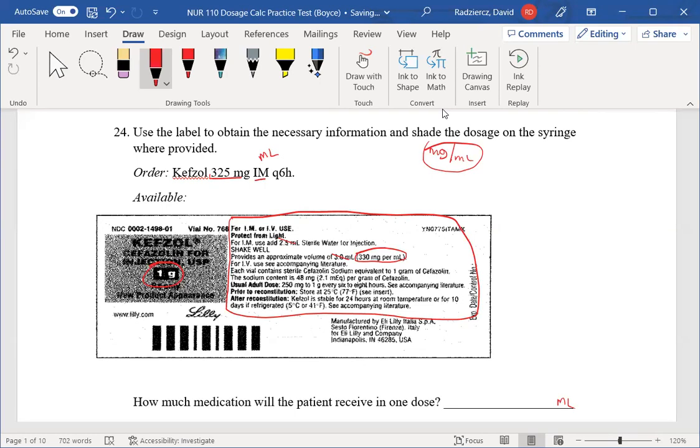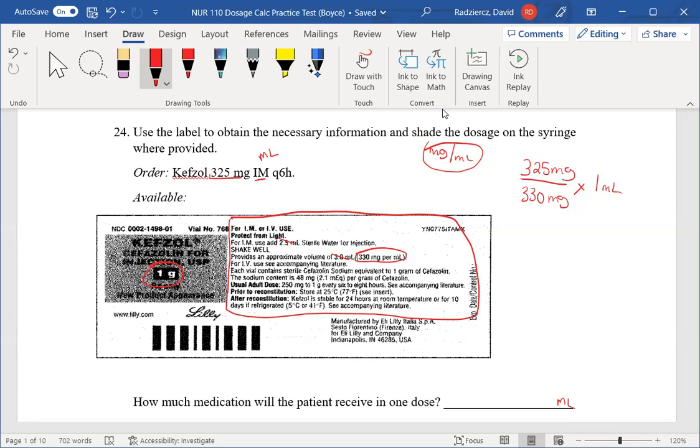So I'm going to take my order over my available and then multiply by my milliliters. So 325 divided by 330 gives me 0.98.